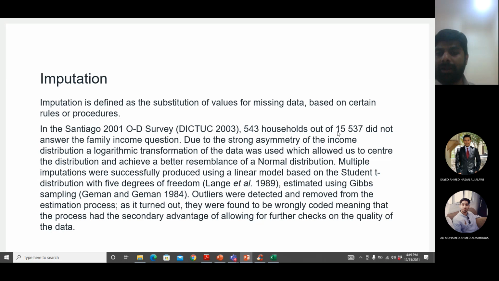15,537 minus 543, the remaining did answer this income question. So from the remaining data, they created a normal distribution. They plotted the data and found that the data follows a normal distribution. A normal distribution, we have already covered the Z distribution, we already covered it.